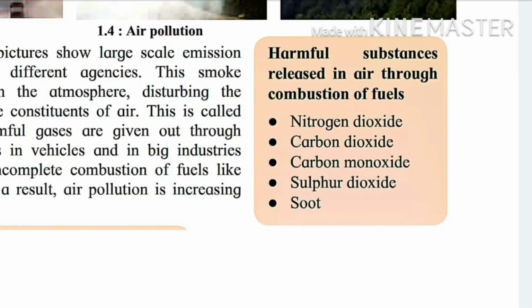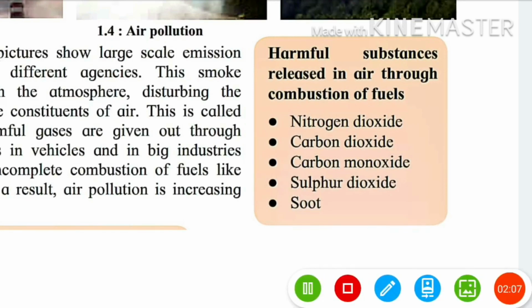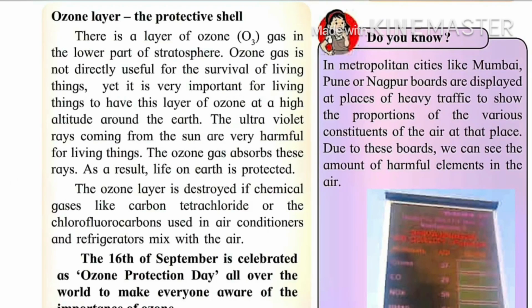Now, harmful substances are released in air through combustion of fuels due to vehicles. See, one is nitrogen dioxide, carbon dioxide, carbon monoxide, sulfur dioxide, and soot. These are all the harmful substances released in air through combustion of fuels. They are the components of air pollution. Now the next part is the ozone layer, the protective shell.